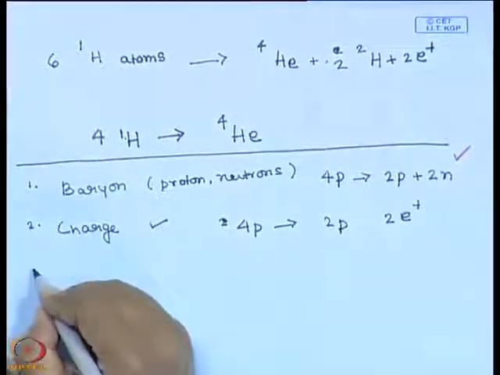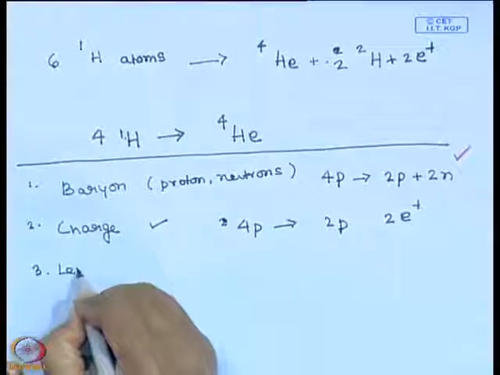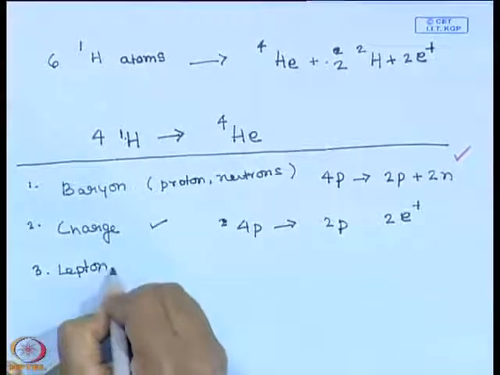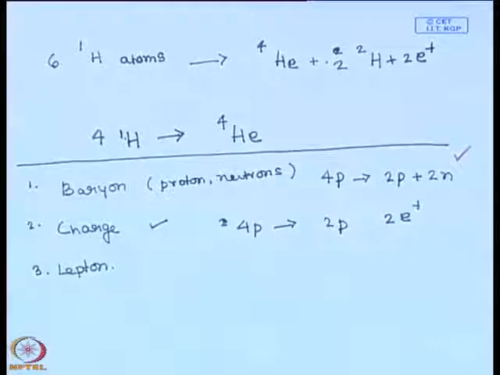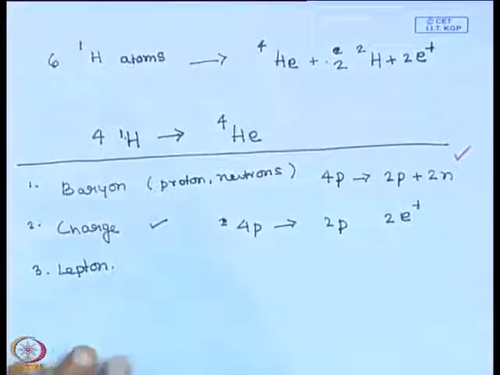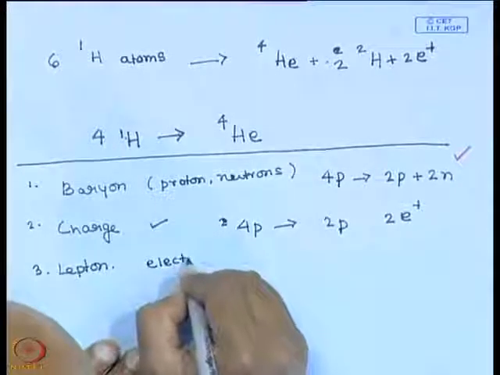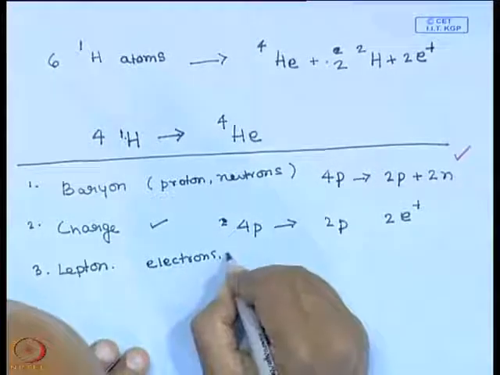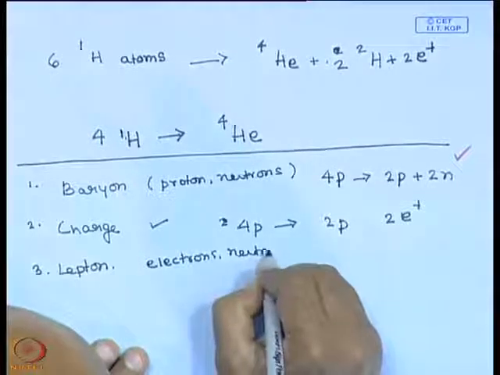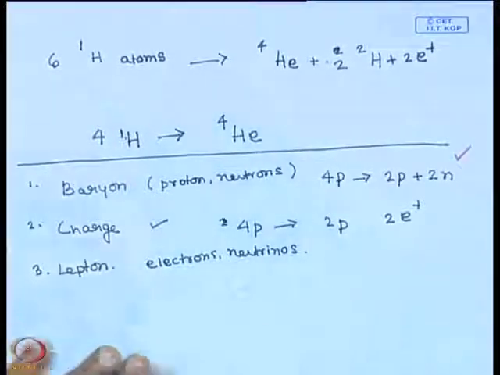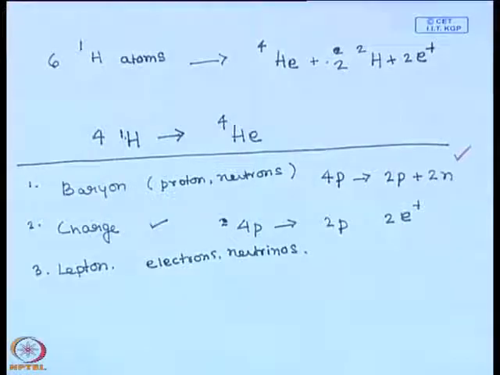Then we have the lepton number. Lepton number is associated with electrons, neutrinos, etc. The antiparticle has a lepton number of minus 1, and the particle has a lepton number of plus 1; that is the convention. Okay. So let us analyze this reaction.